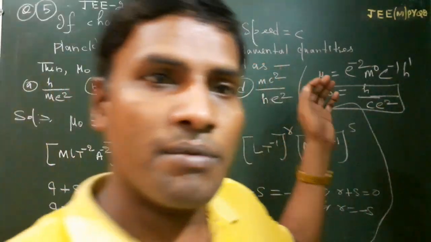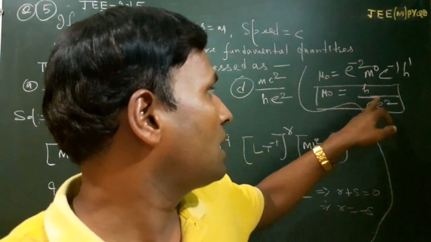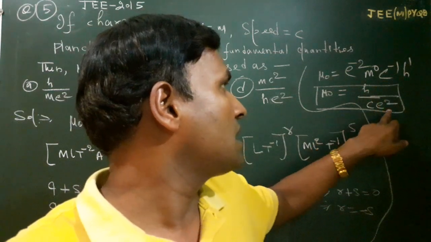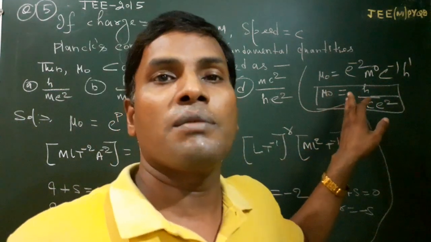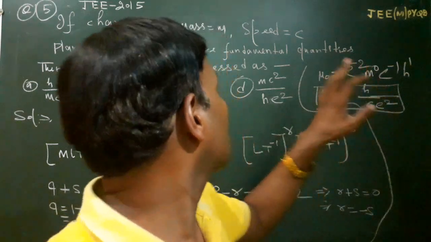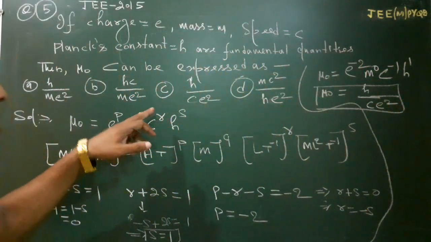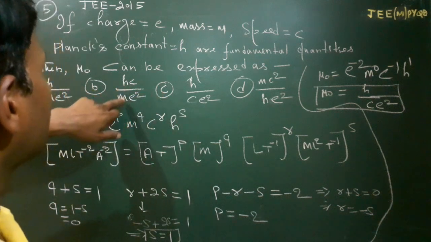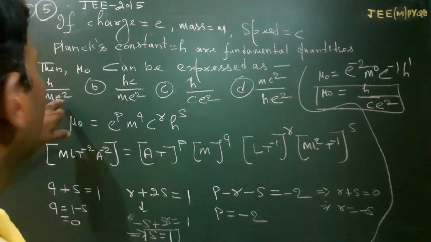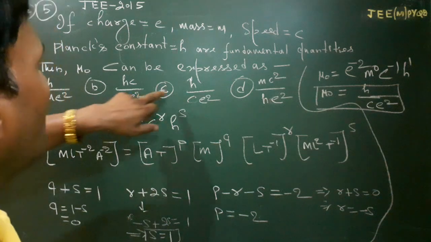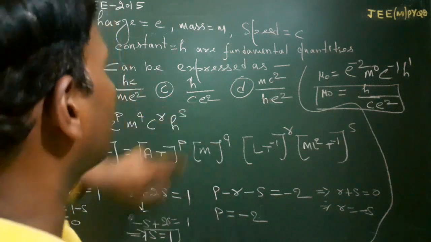Now the dimension of mu naught in terms of H, C, E is H by C E squared, so mu naught depends on H by C E squared when H, C, E are fundamental quantities. Now see which one is the correct answer. H C by M E squared, no. H by M E squared, no. H by C E squared, that is correct.